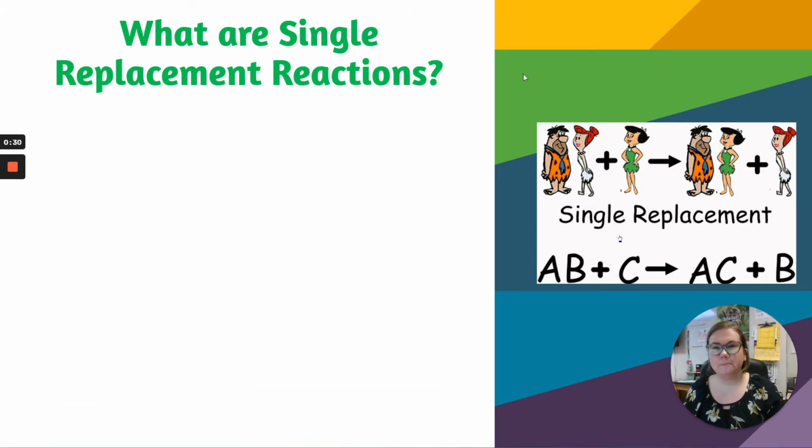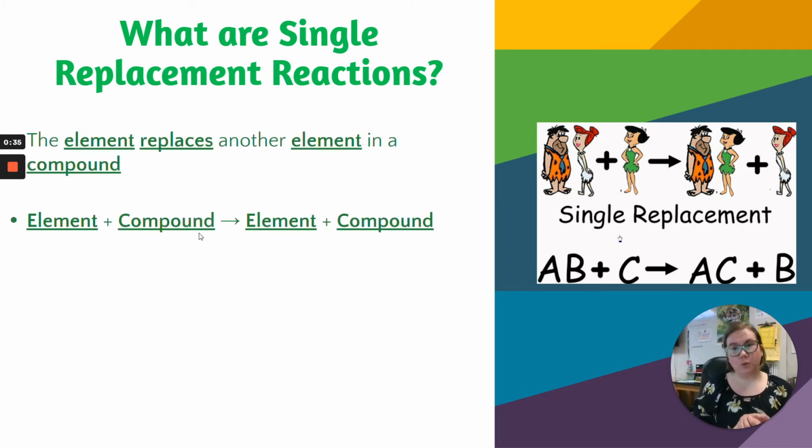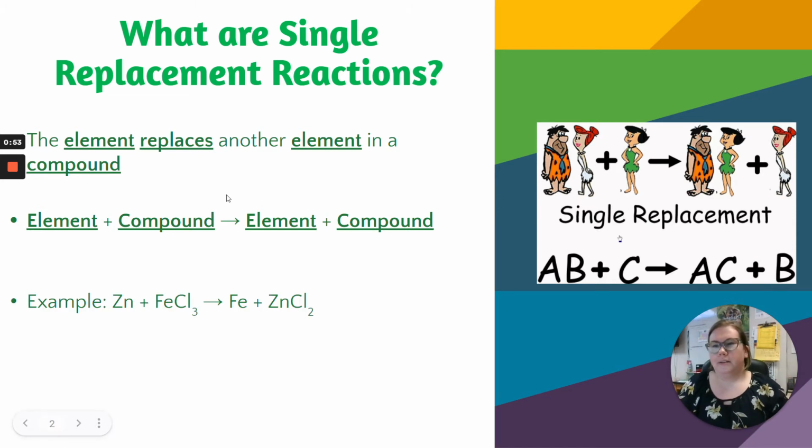A single replacement reaction is when an element replaces another element in a compound. So one thing replaces another single thing in a compound. The reactants are going to be an element and a compound, and the products are also going to be an element and a compound, but they've kind of just switched partners. An example here would be zinc and iron chloride, FeCl3, react to form iron and zinc chloride. Notice how that iron and zinc have kind of swapped places.